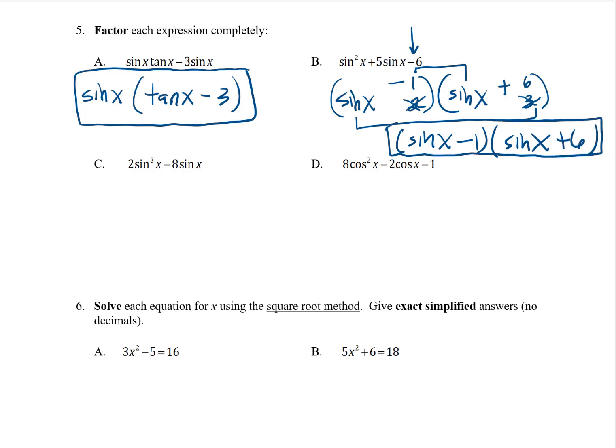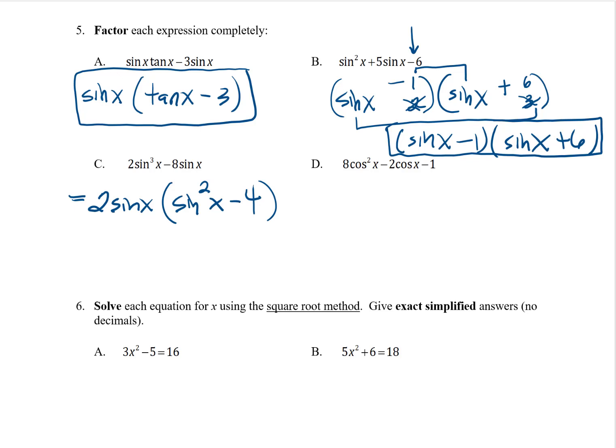Letter C. I think this one is like part A. I see a GCF. I've got a 2 that's common in both, and I've got a sine x that's common in both. So from the first term, I took the 2, I took one of the sine x's, so that leaves me with the other 2 sine x's. And then here, 8 divided by 2 is 4, and I took the sine x. So I factored out the GCF.